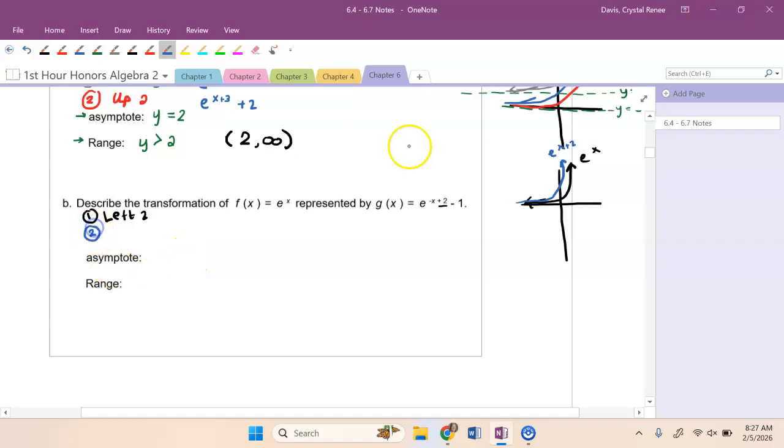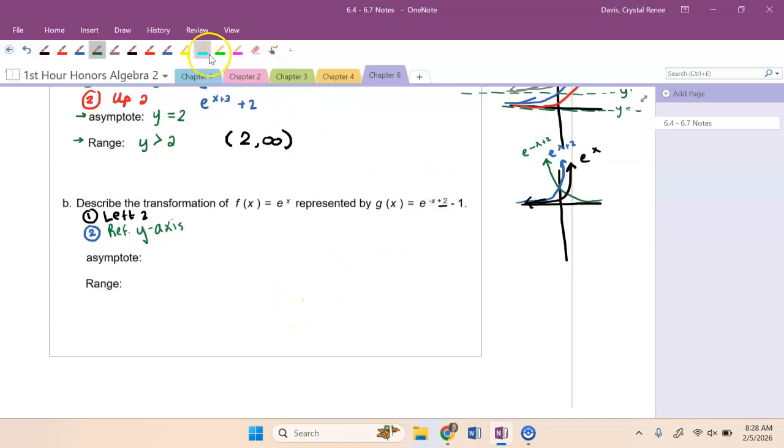Do we have a reflection? Which, yes, we do. Okay, this negative right here, because it just affects the x, that tells me I'm reflecting it over the y-axis. Okay, so if I reflect this over the y-axis, that means I'm now something like this. Okay, so this would be e to the negative x plus 2.